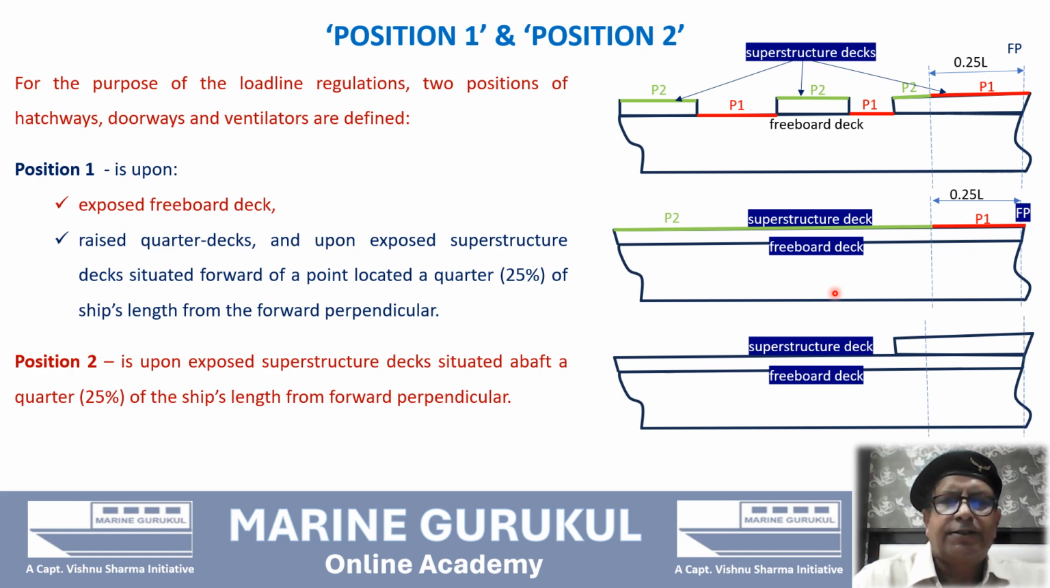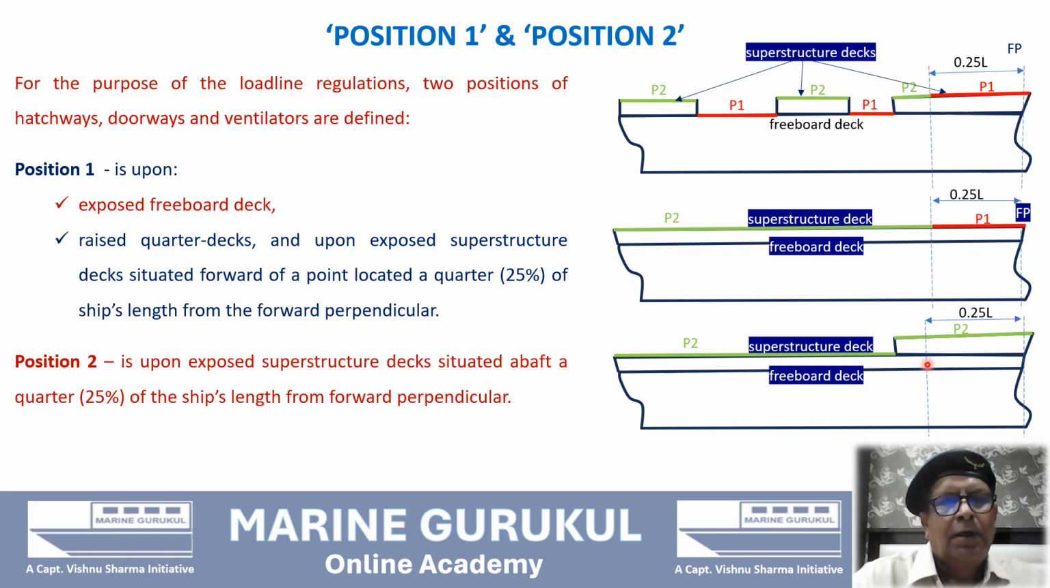So now in this case, what happens? There is no part of the freeboard deck which is exposed. Then we have the superstructure deck, of which 25% should be position 1, but that is also covered by another superstructure deck. So that is also protected. So in this third case, there is no part which is position 1. The entire deck is position 2. Why? Because the forward 25% of the length on the first superstructure deck is further protected by the second superstructure deck.